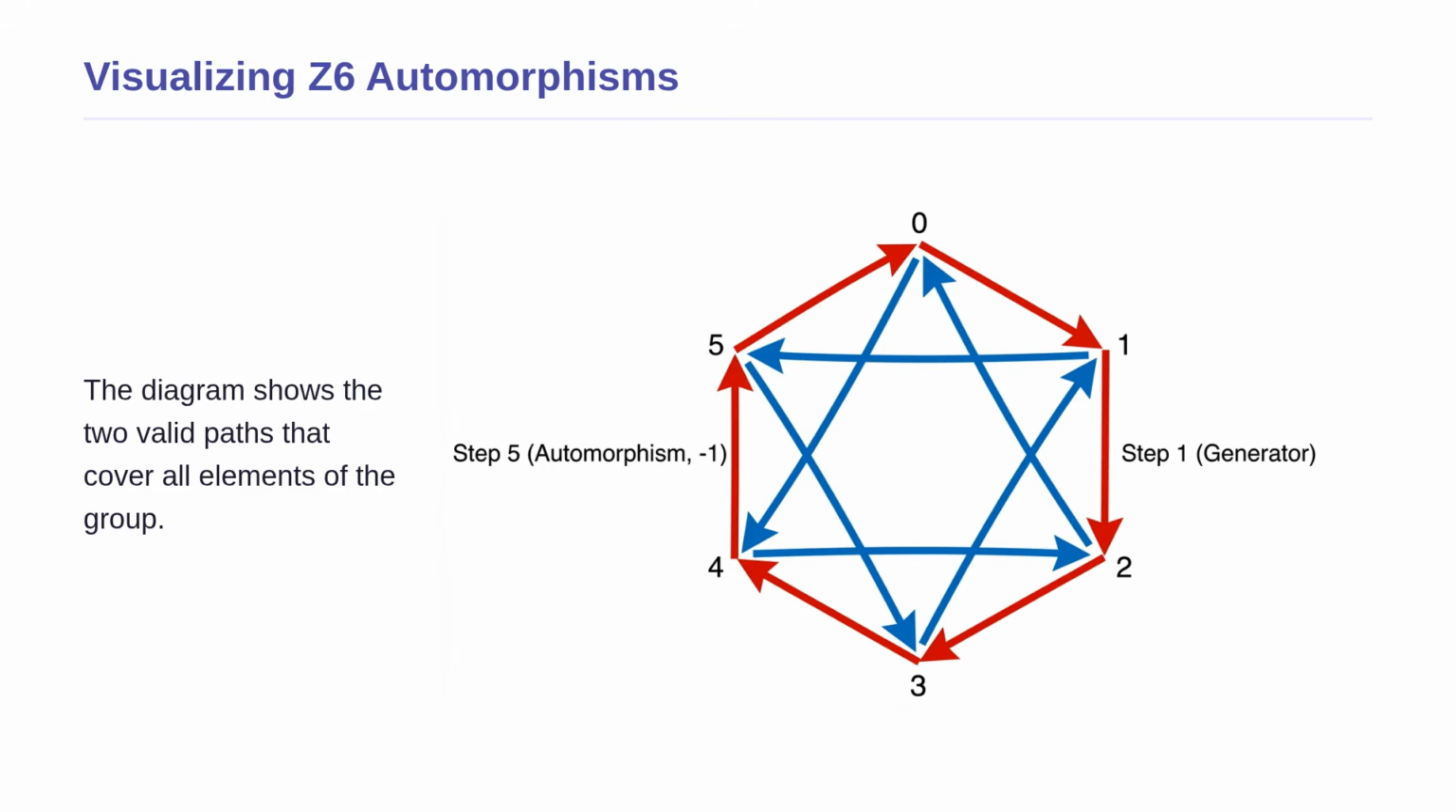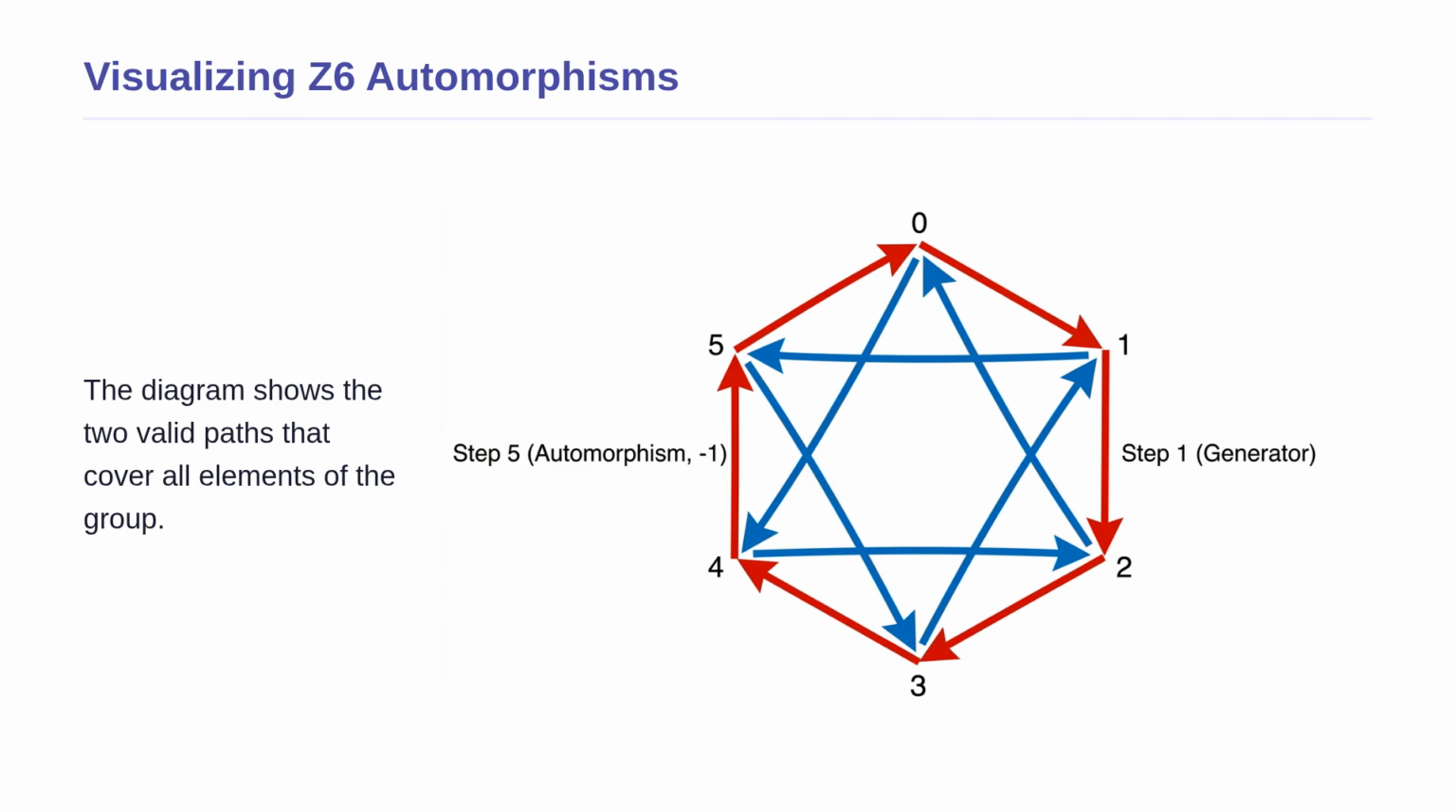Let us visualize what we just calculated. Here you see a regular hexagon representing our 6 elements. The red arrows show the standard generator, taking steps of 1 around the perimeter. The blue arrows show our automorphism, taking steps of 5. Notice how the blue path still connects every single point in the system before returning to 0? Any other step size, like 2 or 3, would create isolated triangles or straight lines that fail to cover the entire hexagon.